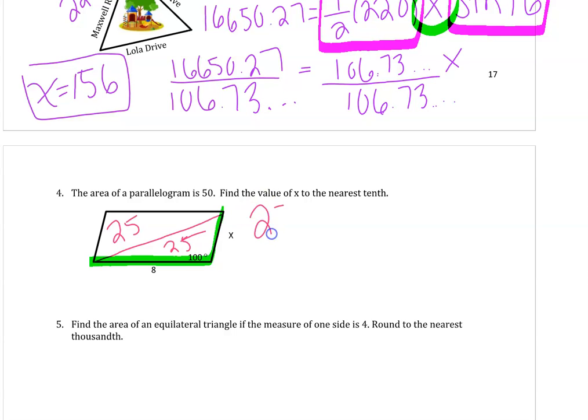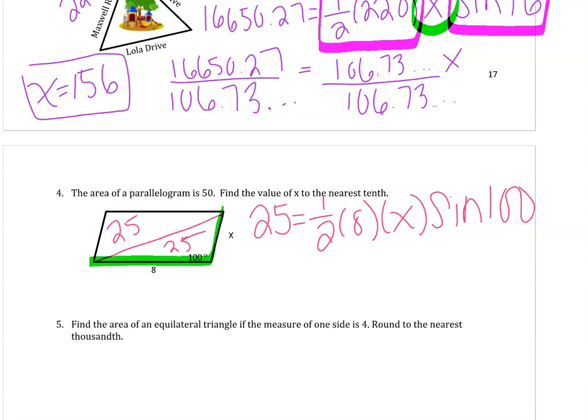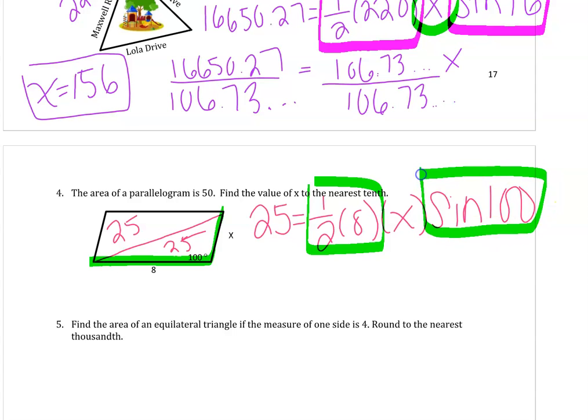I know the area is equal to 1/2 times the sides times the sine of the included angle. And now we just have to solve for x. Okay, so just like the last problem, I'm going to go ahead and type in 1/2 times 8 times the sine of 100.